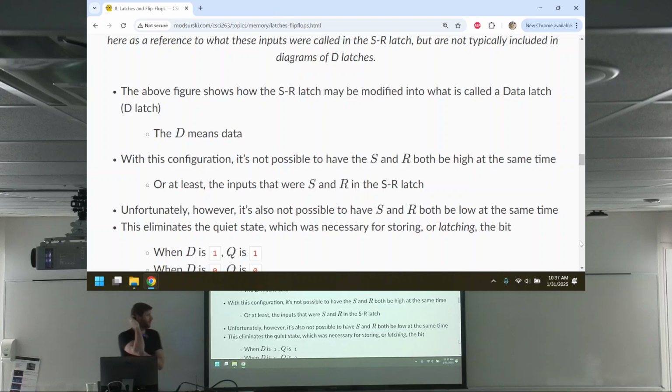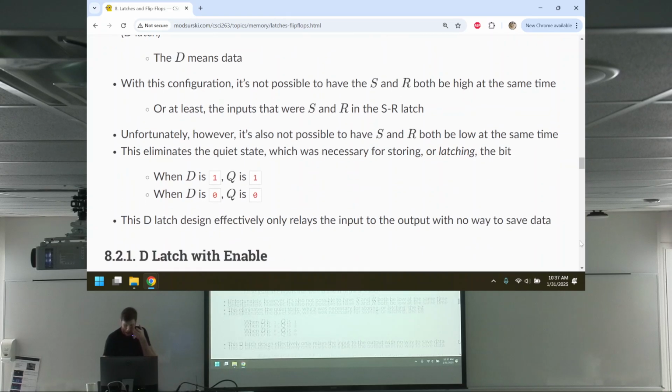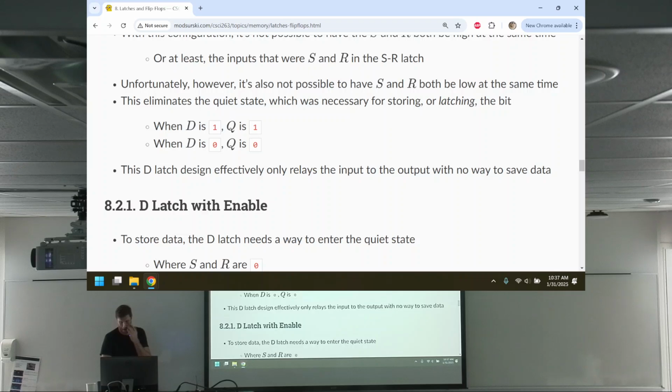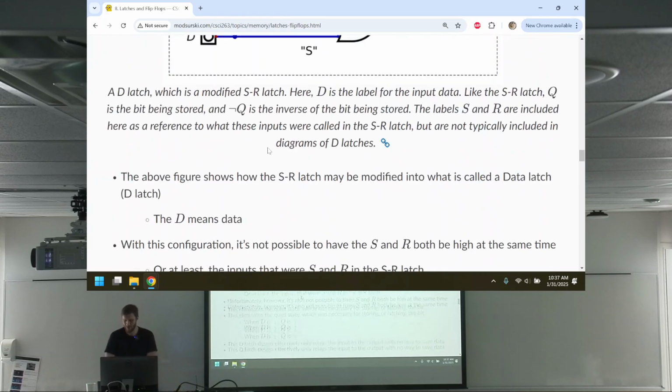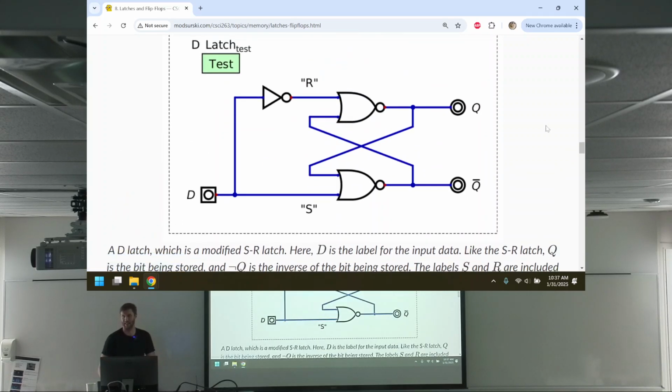Unfortunately, we also lose the ability to have S and R both being low at the same time, which did have value for us, right? That was a leave-it-alone state. I'm doing neither. This state where they're both 0 is called the quiet state of an SR latch. We're doing nothing with it, which is ideal. We want to be able to leave it alone. So we can fix this problem by adding a new little feature. But before we talk about that, last chance, any questions about this D latch?